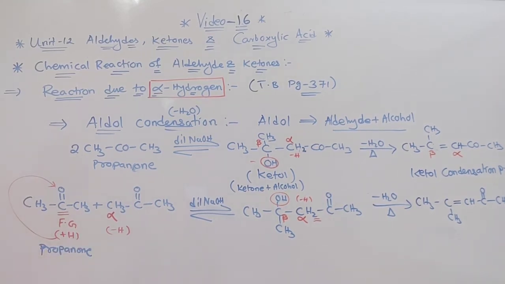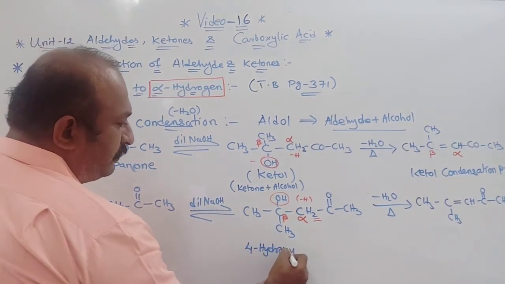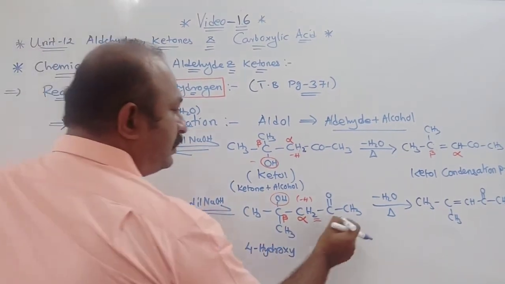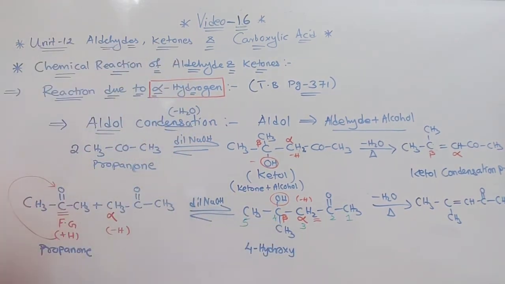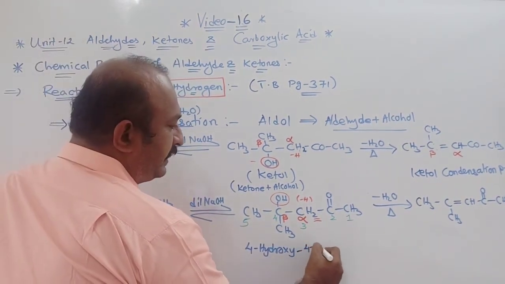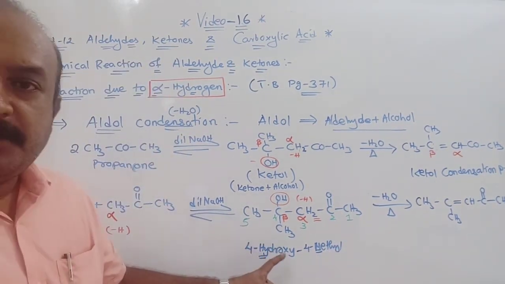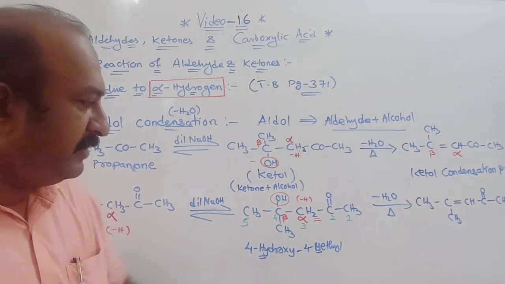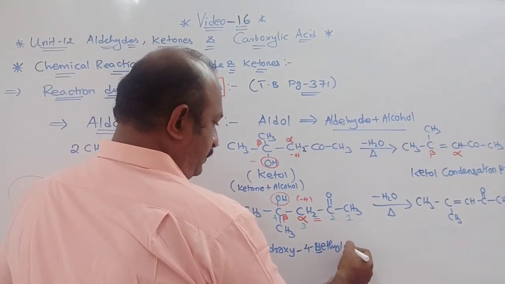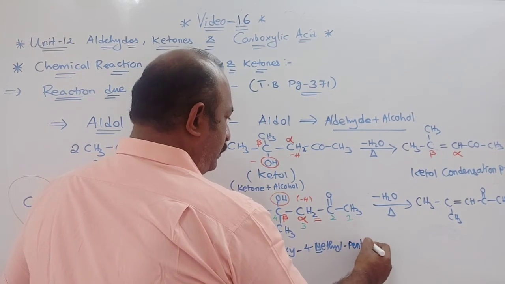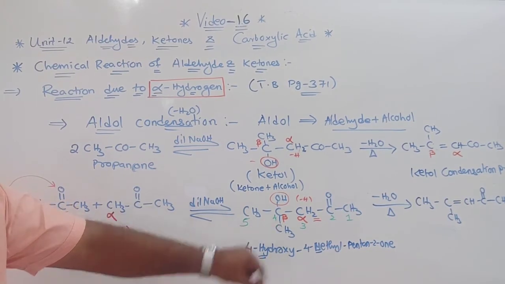Clear? Second compound, when we say 4-hydroxy. If you don't understand, I will write the numbers here: 1, 2, 3, 4 and 5. So 4-hydroxy, 4-methyl. Now why is methyl written after hydroxy? Because according to alphabetical order, H will come first and then M will come. So 4-hydroxy, 4-methyl, pentane, 2-one. Okay, 4-hydroxy, 4-methyl, pentan-2-one.